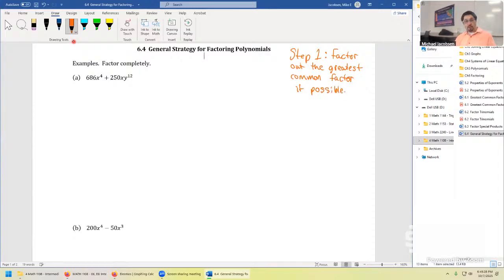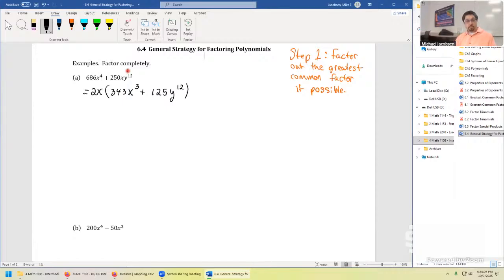If there's a common factor other than 1, then that's the thing that we should do at the very, very first step. So let's give that a try on this one. 2 divides and x divides. So it looks like the greatest common factor on this one is just 2x. Divide 2 here and we get 343. Factoring out x just drops the power by 1, so this is x cubed, plus divide this by 2 and it's 125. X cancels out and it just leaves y to the power 12.